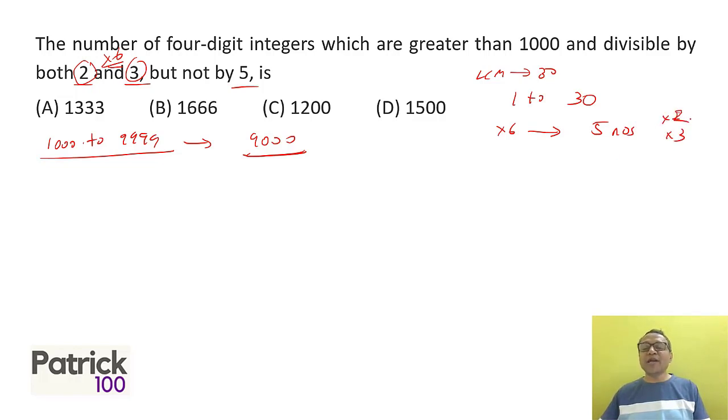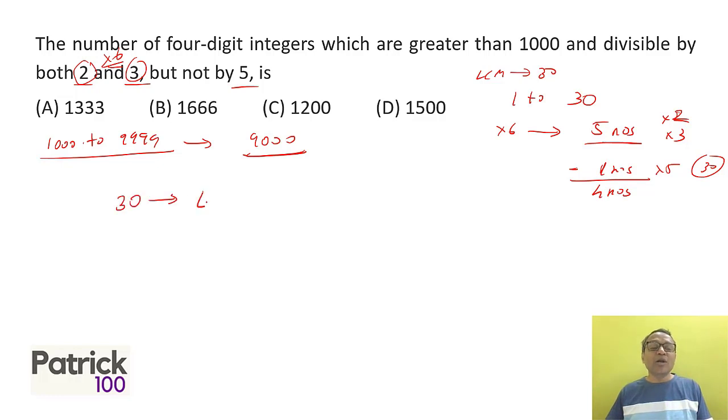From these 5 numbers, one number is a multiple of 5, which you should remove. That is 30. 30 is a multiple of 5. You should remove it from this. So you will basically get 4 numbers. So for every 30 numbers, 4 numbers satisfy being a multiple of 2 and 3 and not a multiple of 5. So what happens in 1 to 30 will keep on repeating.